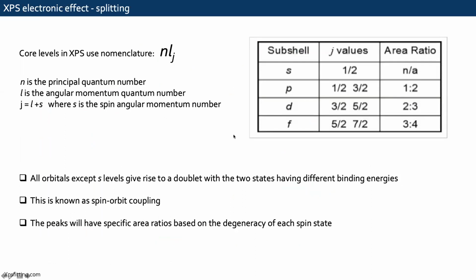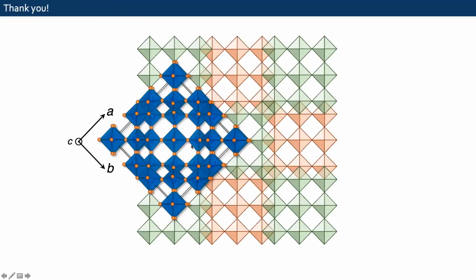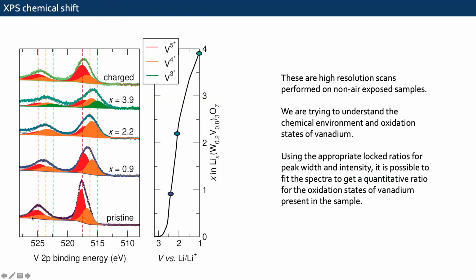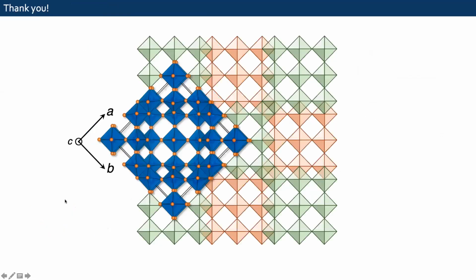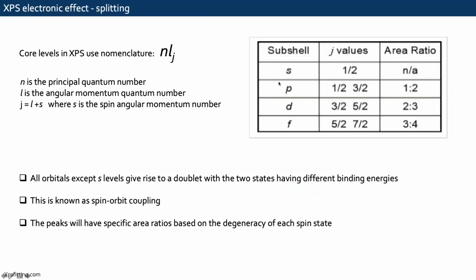Actually, let me just say this one last thing, which is sort of interesting. You might ask here, okay, but why are there 2 peaks? What do those mean? It's called the XPS electronic effect splitting. Depending on what orbital you're in, you're going to get a singlet or a doublet. So all orbitals except the s orbital give rise to a doublet. And those 2 states have different binding energies. For example, when I was showing the vanadium 2p, that will be a doublet.